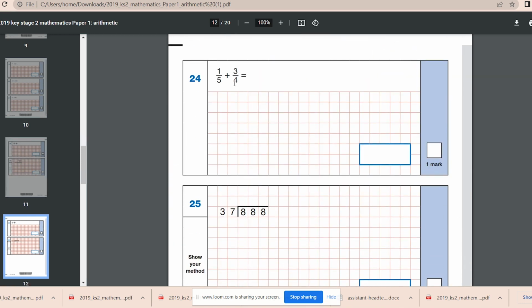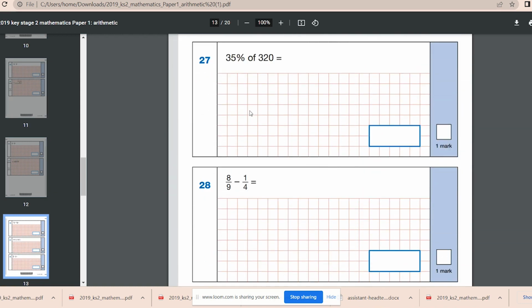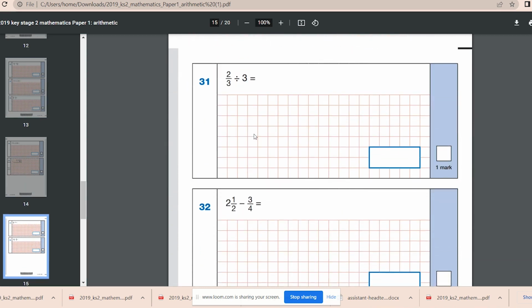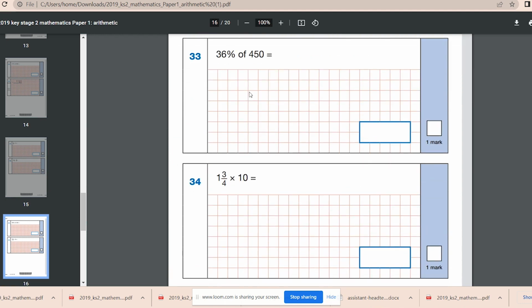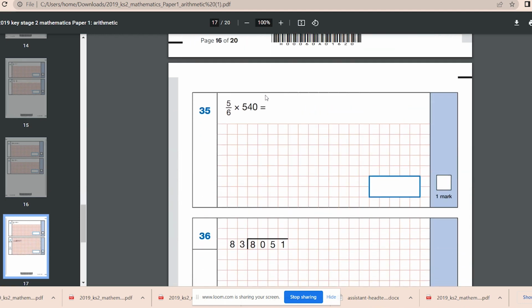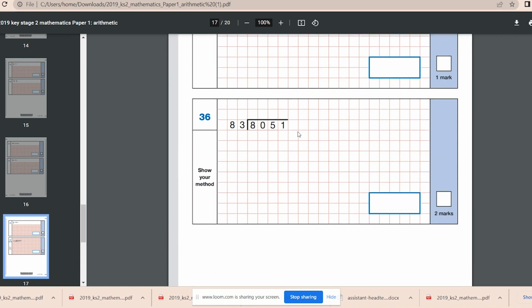Adding mixed number fractions with different denominators, questions here. And then they get progressively harder as you go through the paper, with the final questions being the most difficult. So you've got fractions of amounts, multiplying fractions and whole numbers, and the final question being quite a tricky long division question.